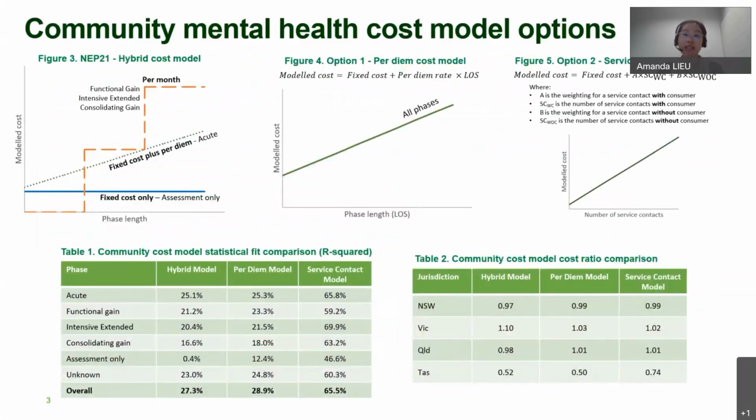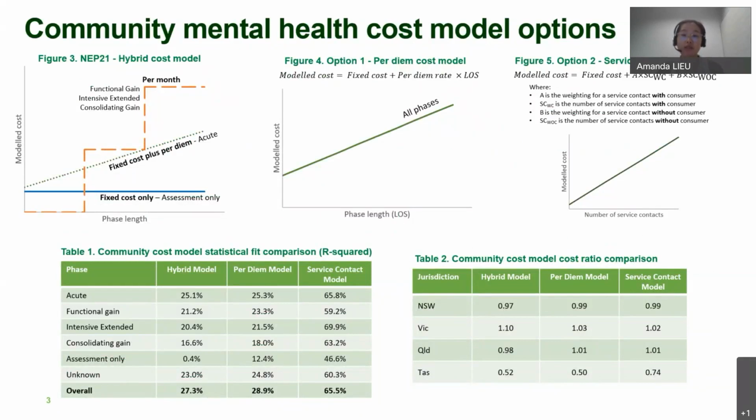AMHCC version 1 activity and cost data has been collected for several years now, and we have seen year-on-year improvements in the data quantity, quality, and reporting coverage. On the back of improvements in the data, we revisited the cost model structure for community mental health care. Each graph you see here represents an example of what the model cost would look like for a single AMHCC end class. The shadow community AMHCC cost model used for NEP 21 had a hybrid cost model structure.